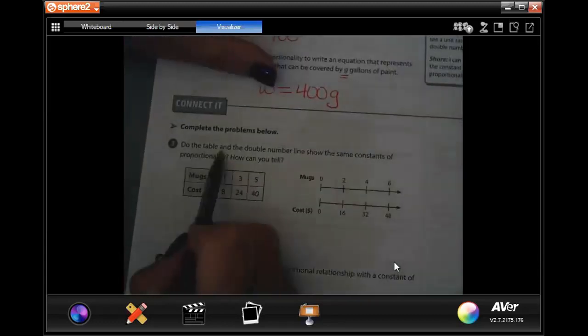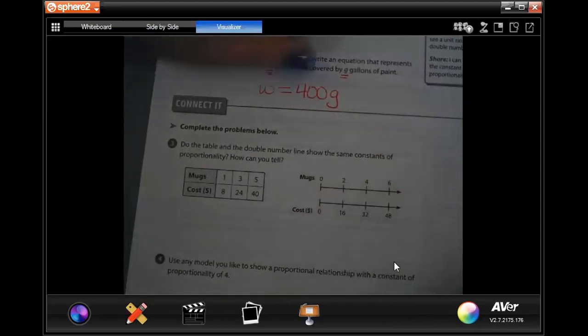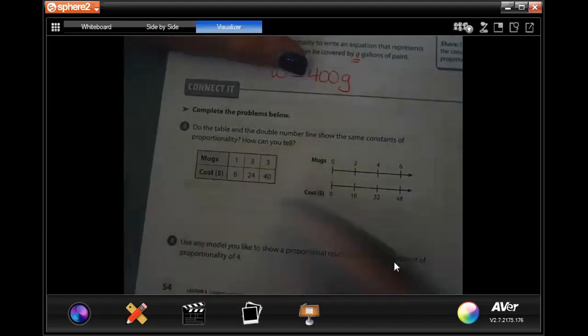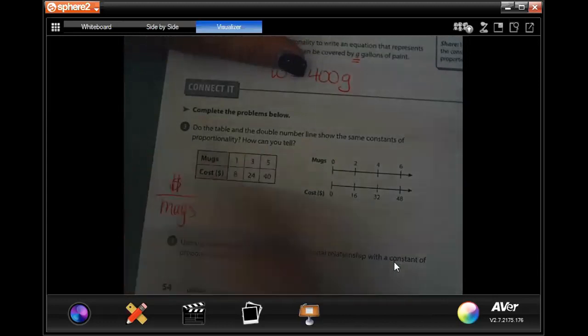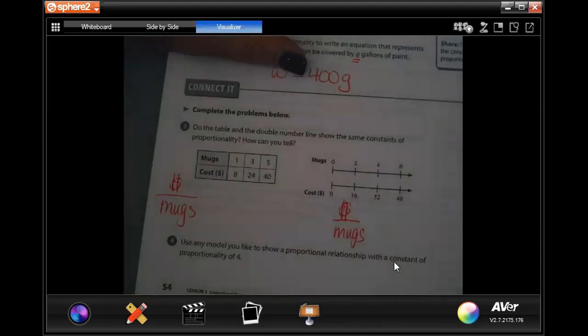Okay? All right, number 3. Do the table and the double number line show the same constant of proportionality? How can you tell? Well, to figure this out, what we're going to do is cost over mugs for both of them. We're going to do that and find out what our constant of proportionality is.